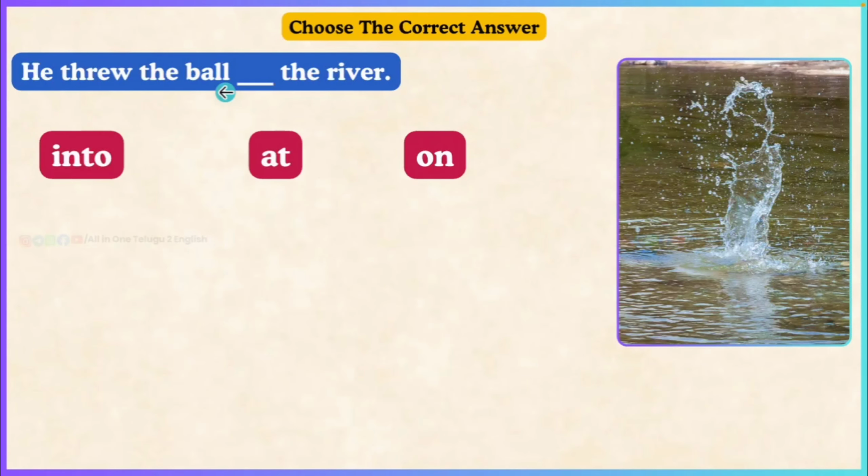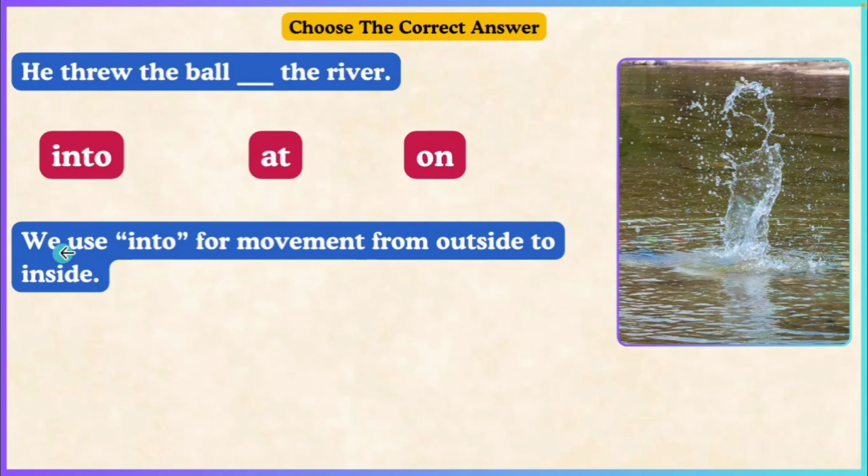He threw the ball into the river. He threw the ball at the river. He threw the ball on the river. We use into for movement from outside to inside. He threw the ball into the river.